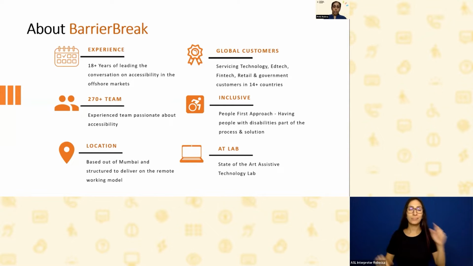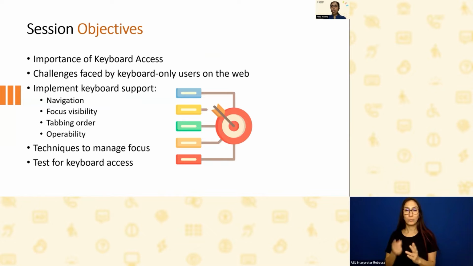So let's get right into today's topic, which is how to code for keyboard access in WordPress. What are we going to cover here? We're going to talk about the importance of keyboard accessibility in brief, understand the challenges that people who use a keyboard will face on the web, and how to implement keyboard access through navigation, focus visibility, tabbing order, keyboard operability, and most importantly, focus management. Last but not least, we'll wrap things up on how to test for keyboard access.